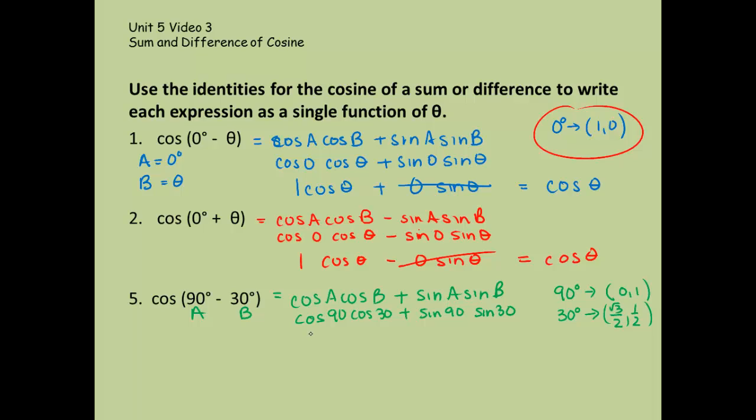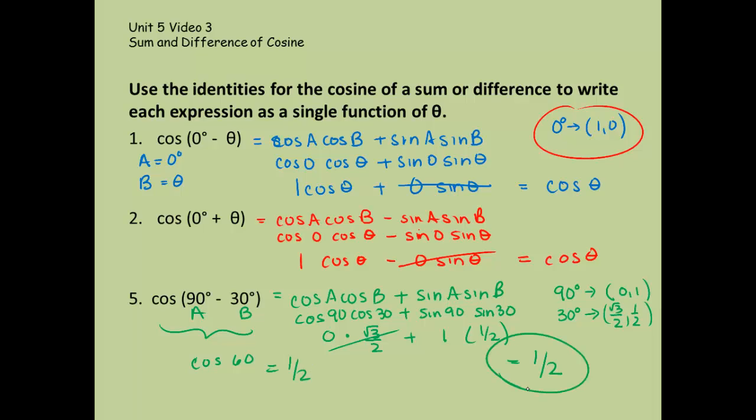So my cosine of 90 is 0 times the cosine of 30, which is root 3 over 2, plus the sine of 90 is 1 times 1/2 for my sine of 30. So when this is simplified, that one's gone, and I end up here with 1/2. Now a great way to check is that this really represents the cosine of 60 degrees. And the cosine of 60 degrees is 1/2. So we ended up with the same value, and we got it right.